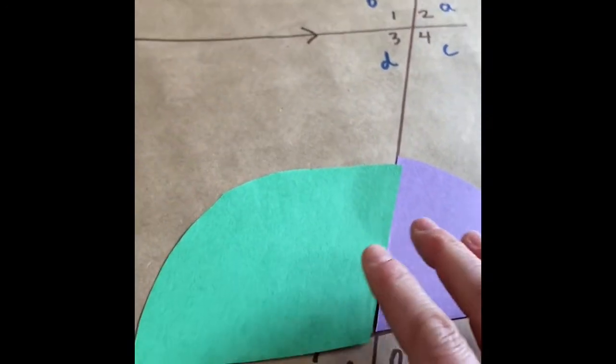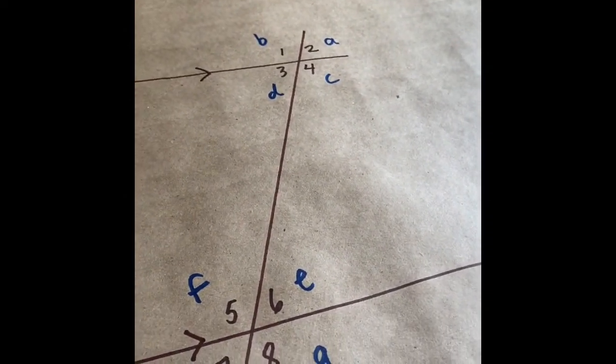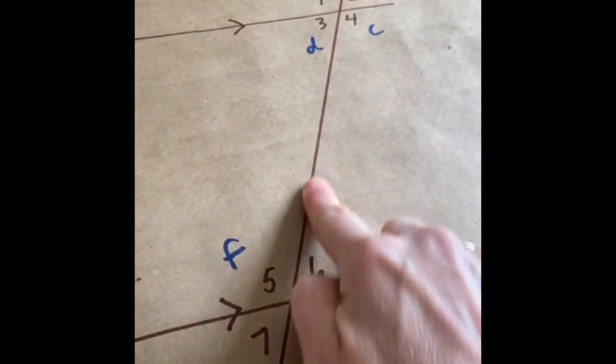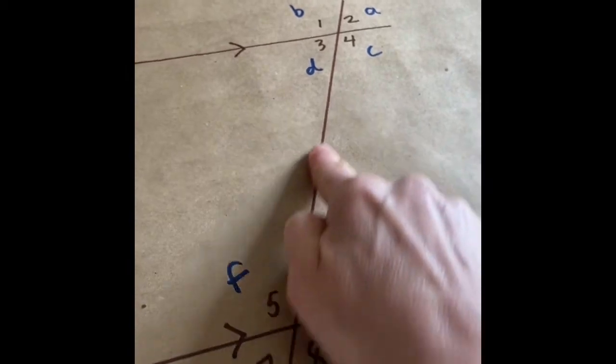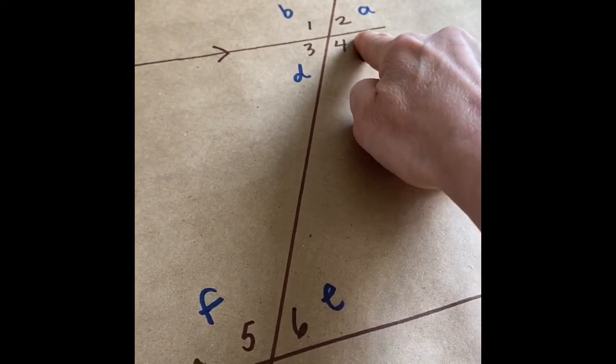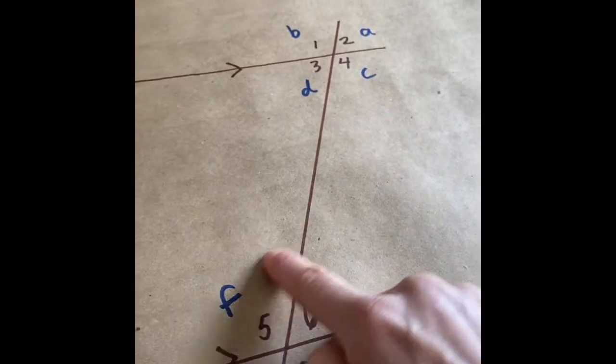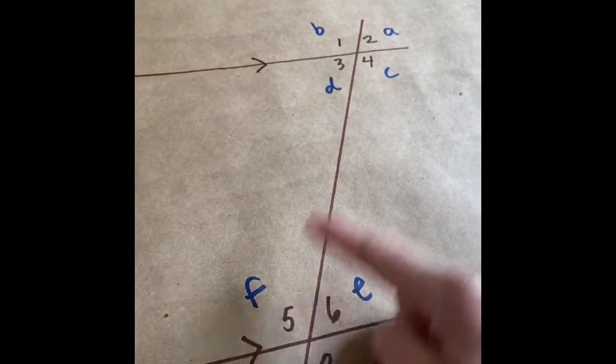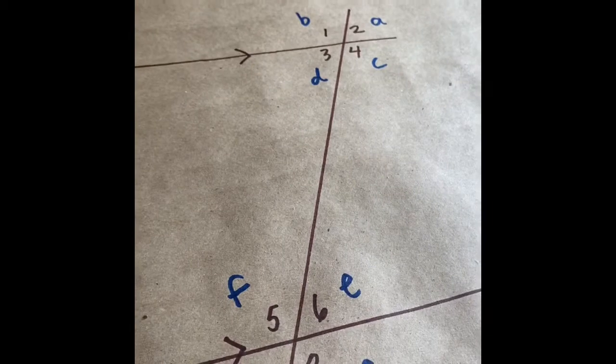Now, how can you identify which angles are alternate? Whenever I was in middle school or grade 9, we called it the Z pattern. Because if you can draw the letter Z like this, then the angles that are inside the Z are alternate and they are equal. 4 and 5, or C and F, are equal.